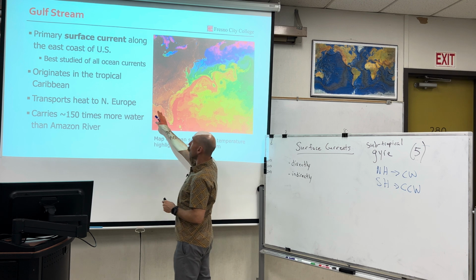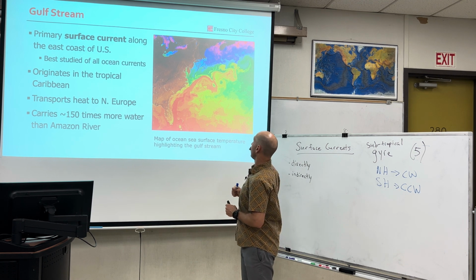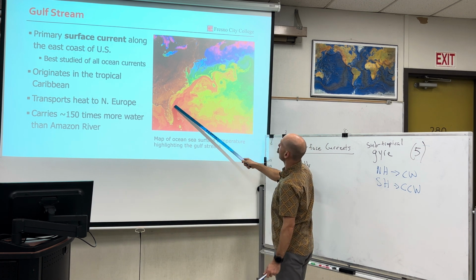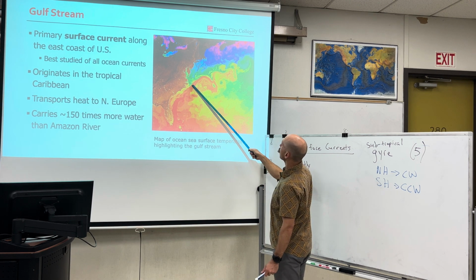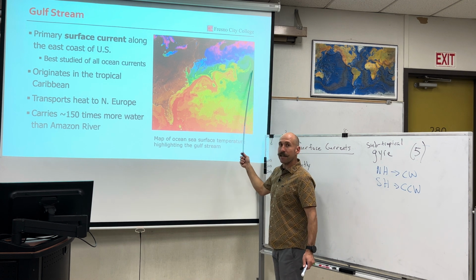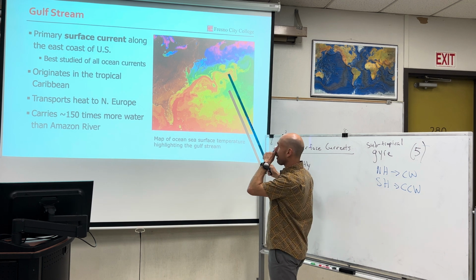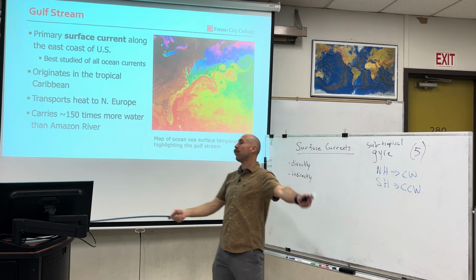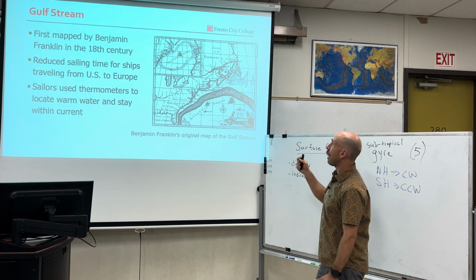So, the most famous surface current in the world is the Gulf Stream. Here you can see it using a temperature map. This is all warm water at the equator that comes up the east coast and then travels across the North Atlantic and makes its way, transferring heat. Ocean currents transfer heat and regulate global climate. This carries about 150 times more water than the Amazon River, the largest river in the world. That's an amazing fun fact. First mapped by Benjamin Franklin.